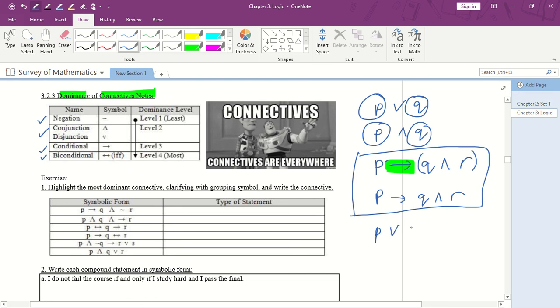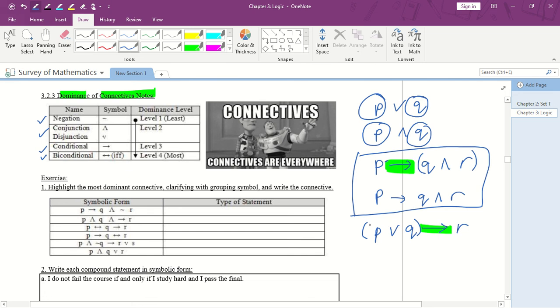So P or Q conditional R. Look at this question: P or Q conditional to R. Again, you need to decide which one is more dominant. By looking at this table, we know that the conditional is more dominant than the disjunction here, which is "or". So basically we just highlight here. We know that these are separated by the arrow, and we need to put a parenthesis here just to let you know that this is the whole thing.